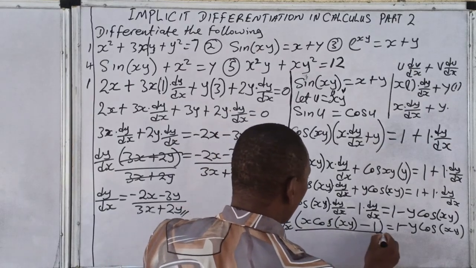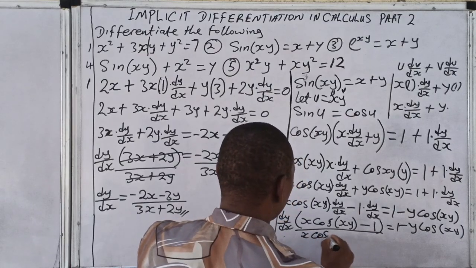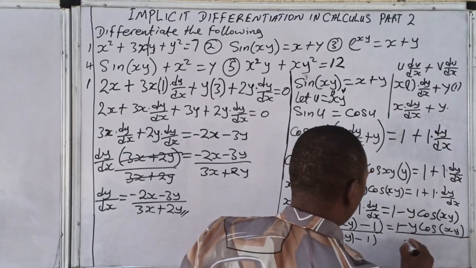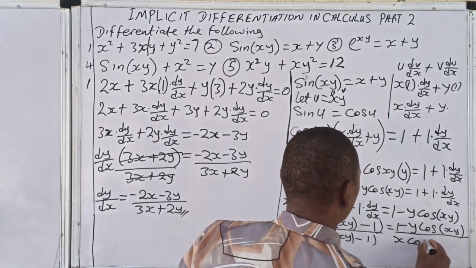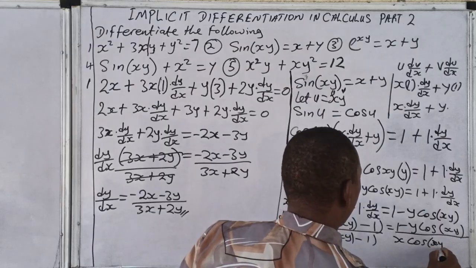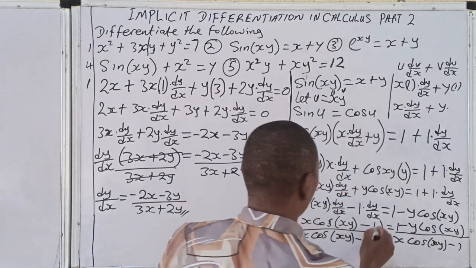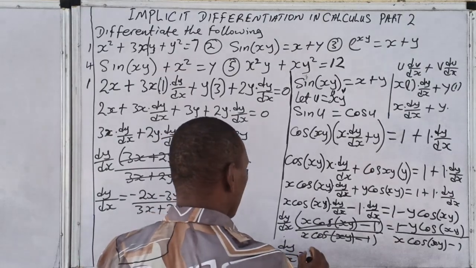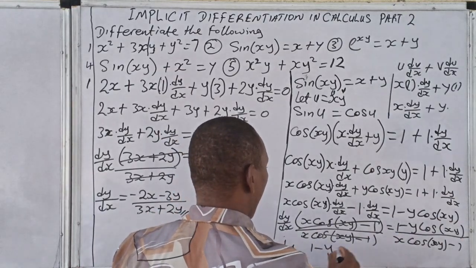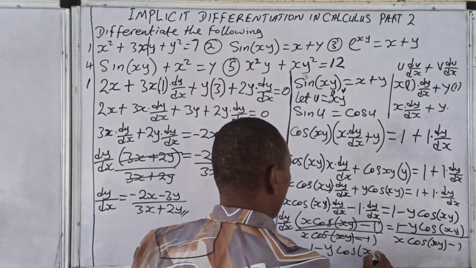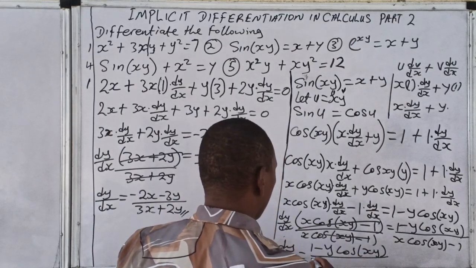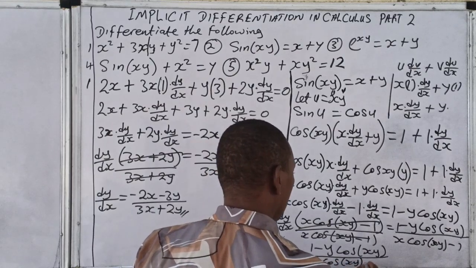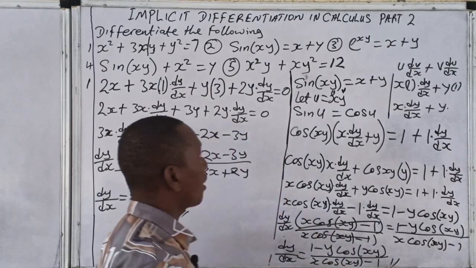Divide both sides, we'll now have this all over x cos xy minus 1. Then this all over what? x cos xy minus 1. So we cancel this out. The final answer is dy/dx is equal to 1 minus y cos xy all over x cos xy minus 1. So this is our final answer.